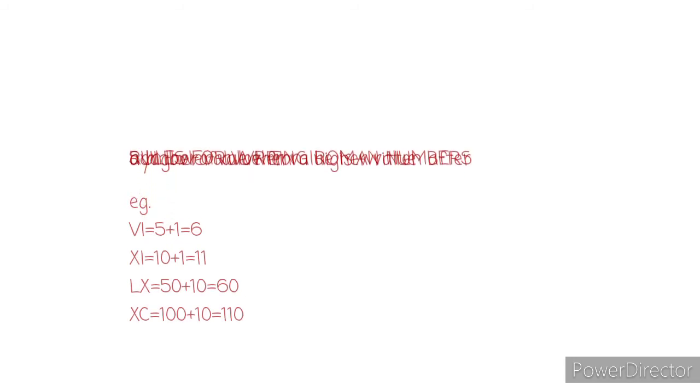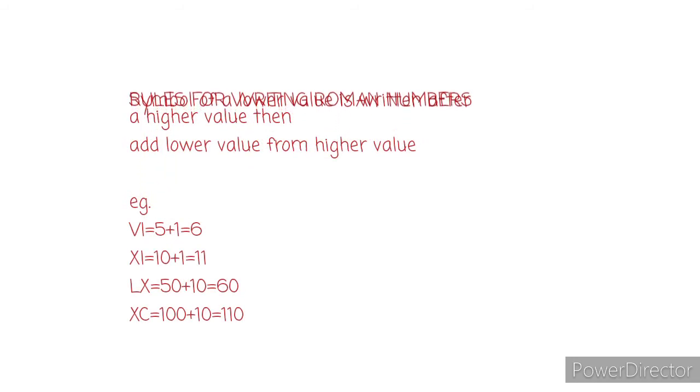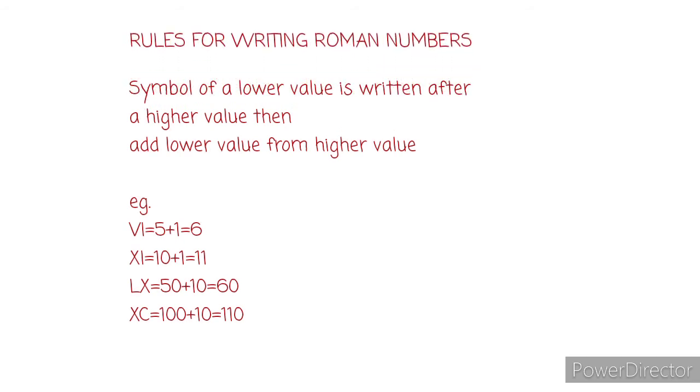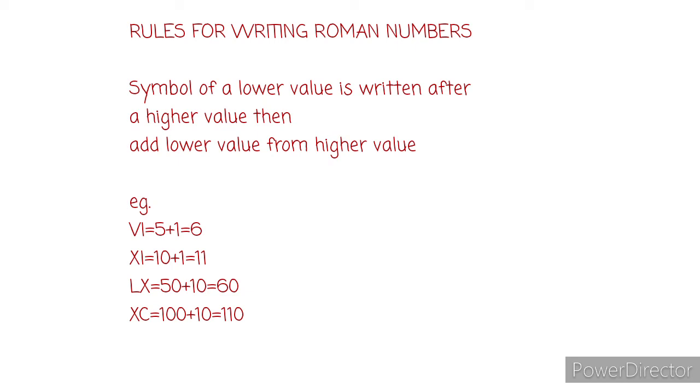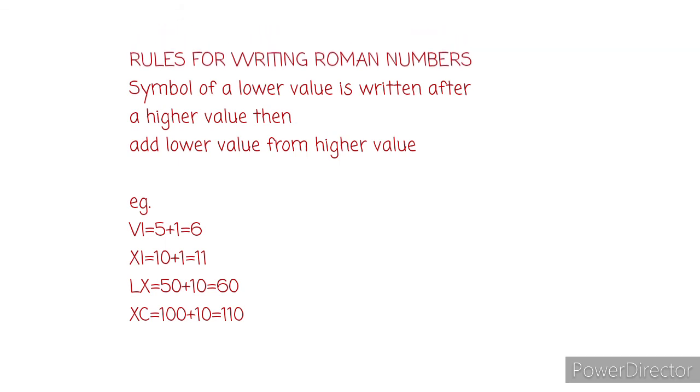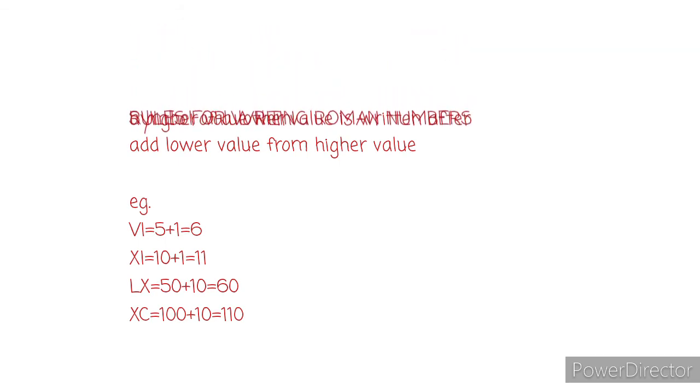Then the next rule is that if a symbol of lower value is written after the higher value, like VI, then we have to add the lower value to the higher value. Before, we saw IV, where we subtracted. Now VI. What do we do now? 5 plus 1, that is 6. XI, that is 10 plus 1, 11. LX, 50 plus 10, that is 60. CX, 100 plus 10, that is equal to 110. So these are very important rules.